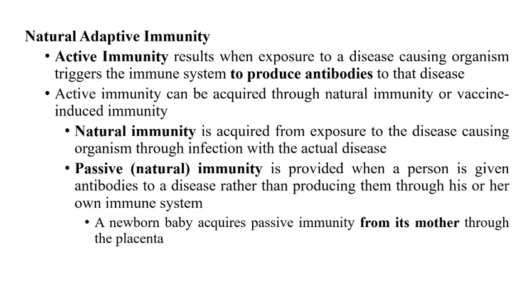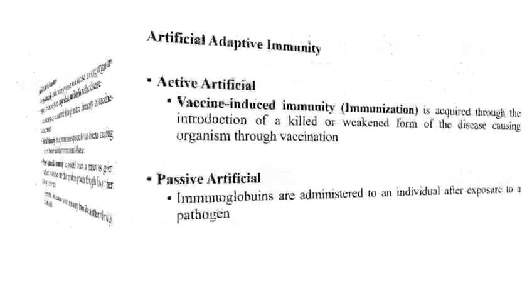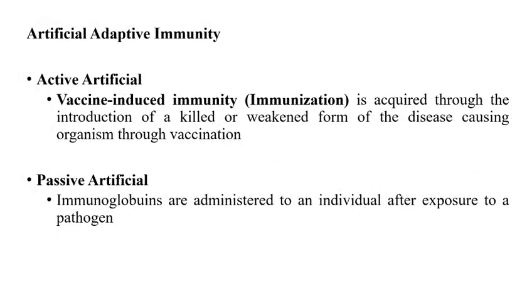The other type is artificial adaptive immunity. We know that it is also broadly categorized into two types: active artificial adaptive immunity and passive artificial adaptive immunity. So what is active artificial adaptive immunity? It is nothing but immunization. It is acquired through the introduction of a killed or weakened form of the disease-causing organism through vaccination.